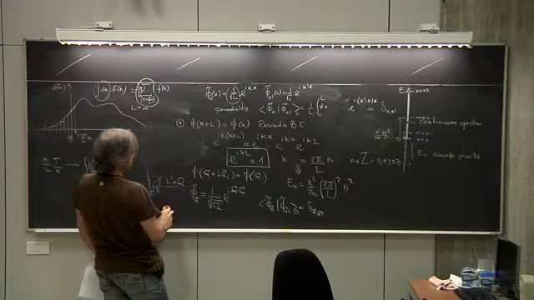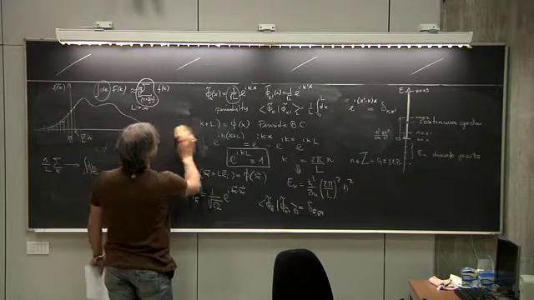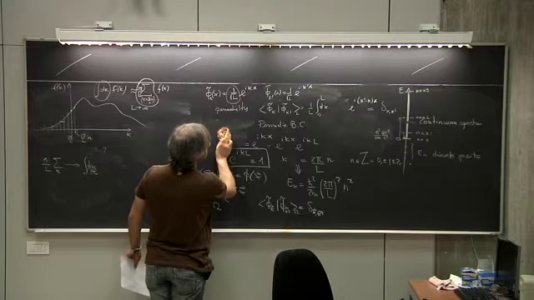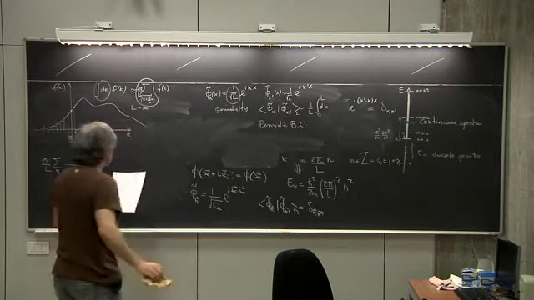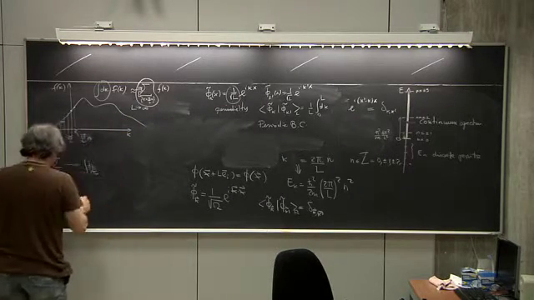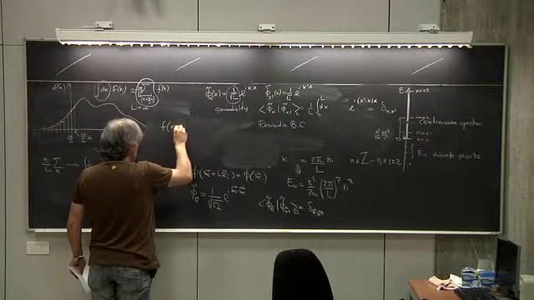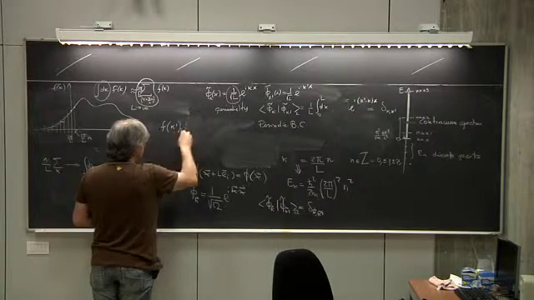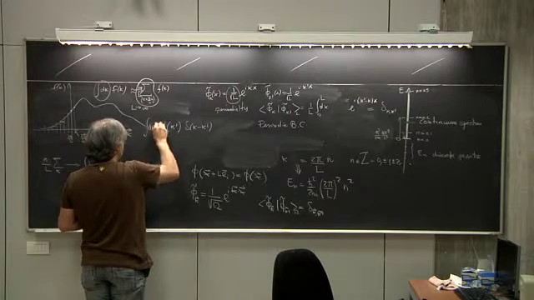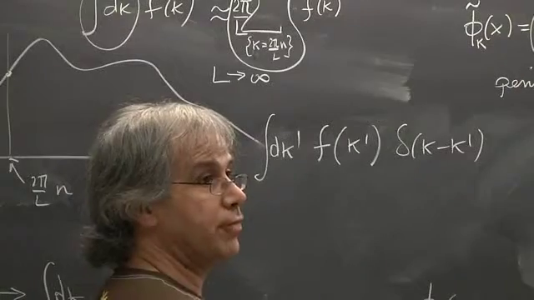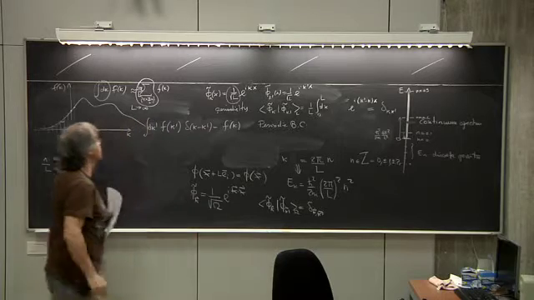Where should I erase? Maybe I can erase some of this, and perhaps even some of this. For the Dirac delta, the thing is the following. If I have the integral of f of k prime times the Dirac delta of k minus k prime, integrated over all k prime, you know what the result is by the definition of the Dirac delta, right? This is equal to f of k. Very good.